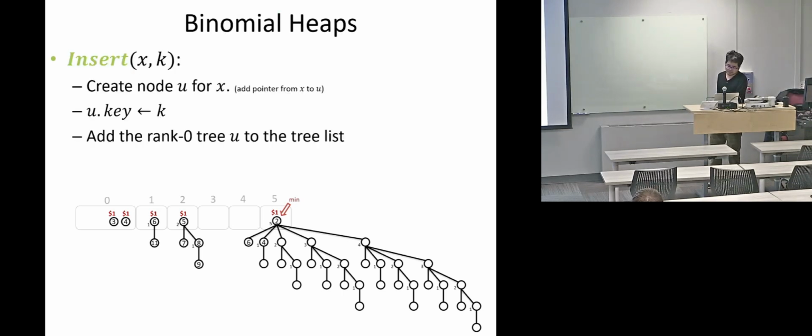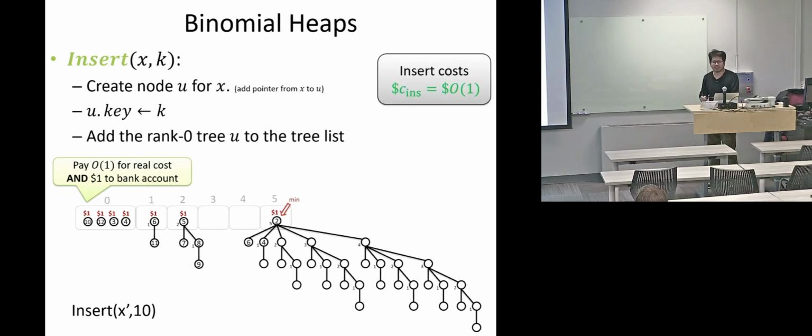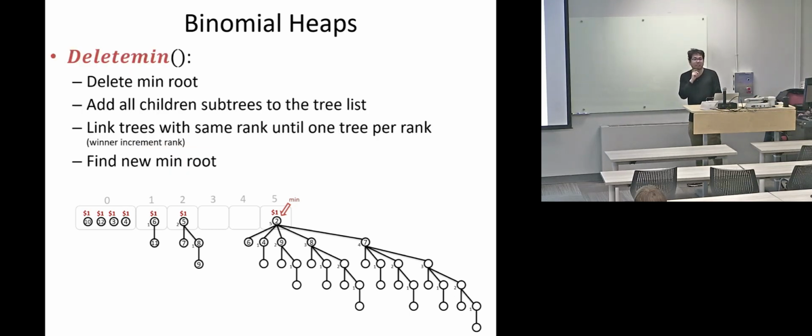So for insert, you can see that nothing non-trivial is going on. You just insert 12, so add that, and then I put another $1 here. So the cost is 1 for the real cost plus $1 on top of it. So that's constant. How much I pay is just constant. Okay, that's easy.